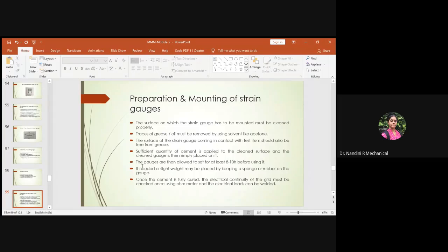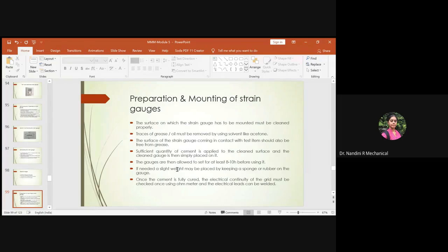So here the gauges were allowed to set for 8 to 10 hours, and that is over. Later, for the solidification process, if any weight has to be added, you apply a small amount of weight by keeping a sponge or rubber, any type of weight needed, to get the cement to settle down along with the strain gauge. This solidification and curing takes around 8 to 10 hours. If needed, we add on the weight.